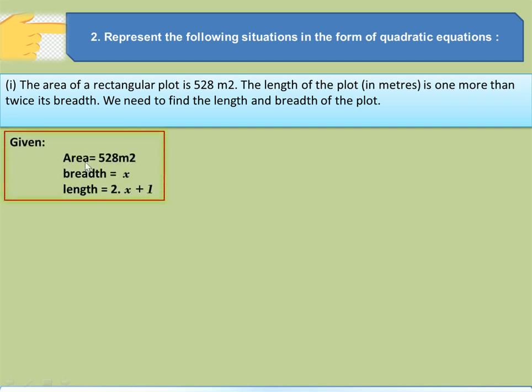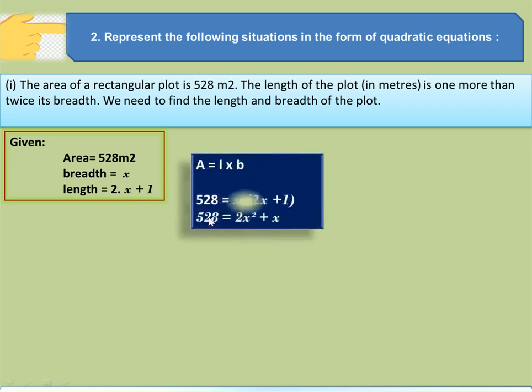Area is given, that's 528 meters square, and the breadth is given as x. And for the length, what is given? This statement is very important. One more means plus. Okay, one plus, then twice means 2 times the breadth, which is x, so it's 2x. One more than twice the breadth. Okay, it's very important.